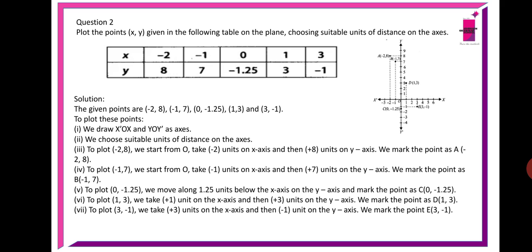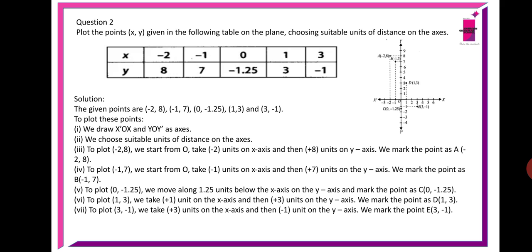To plot minus 2 comma 8, we start from 0, take minus 2 units on x axis and then 8 units on y axis. We mark the point as A minus 2 comma 8. So first of all, minus 2 on the x axis means 2 units to the left side towards the x axis and upwards 8 units towards the y axis. To plot minus 1 comma 7, we start from 0, take minus 1 unit on x axis and then 7 units on the y axis. We mark the point as minus 1 comma 7.